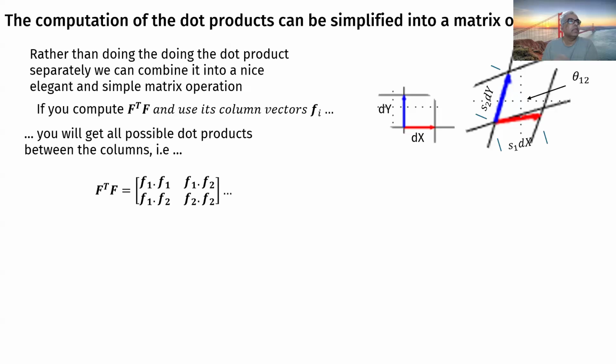What do I mean? F transpose F is just this: F1 dotted with F1, F1 dotted with F2, F1 dotted with F2, F2 dotted with F2. So it's the column vectors of F dotted with each other that F transpose F gives. F1 dotted with F1 we know is S1 squared. F2 dotted with F2 is S2 squared. And F1 dotted with F2 is S1 S2 cos theta, and the other one is also S1 S2 cos theta. So you can see that if I know F transpose F, all the information about lengths and angles is there.